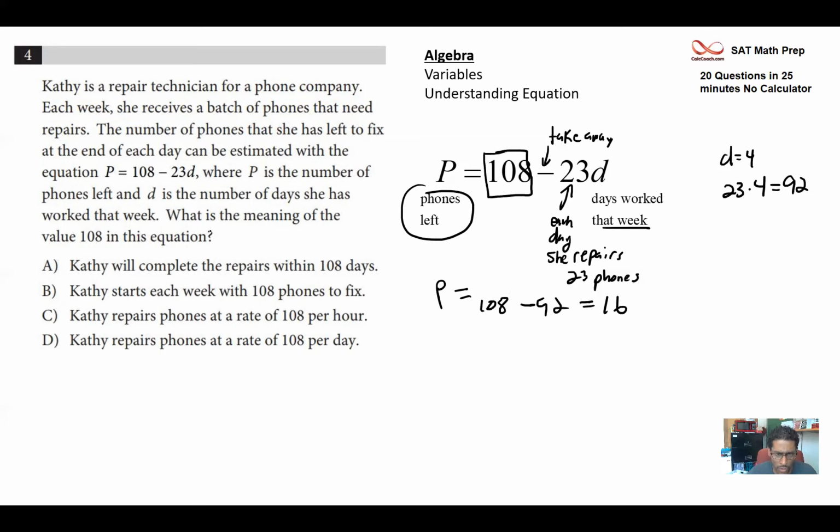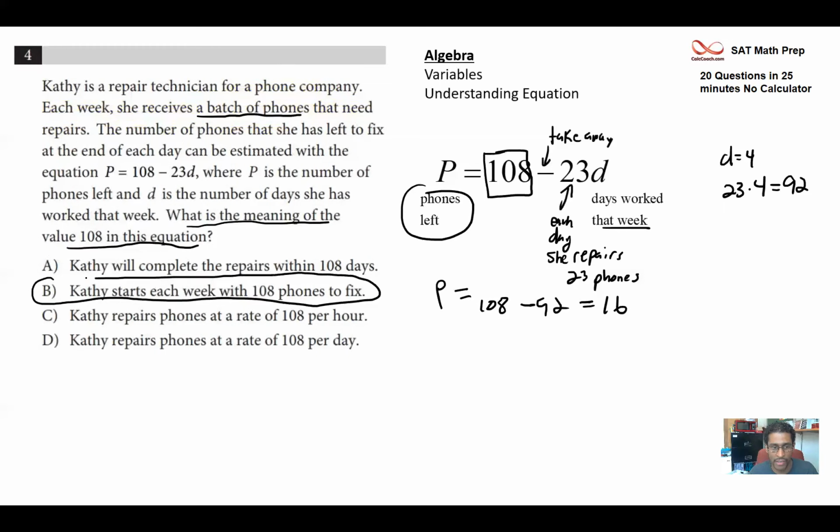And so the question is, what is the meaning of the value of 108? That's basically the amount of phones she starts with, this batch of phones that she needs to repair. That would be 108 phones to fix. And each day she takes away 23.